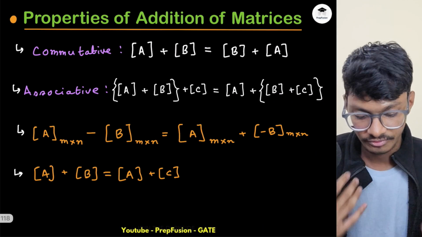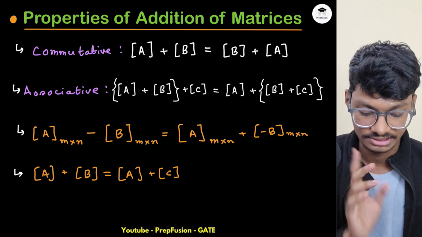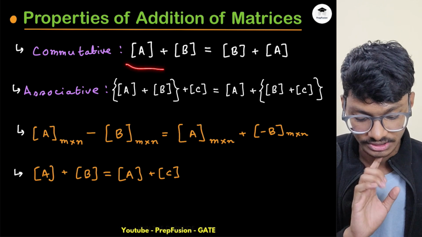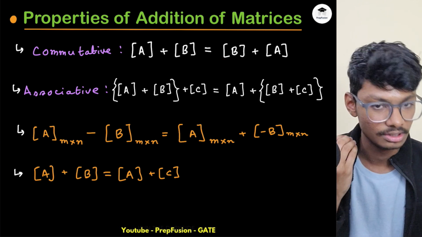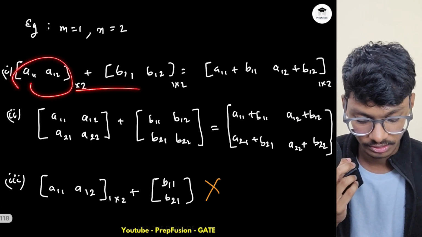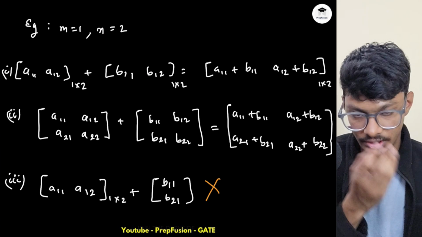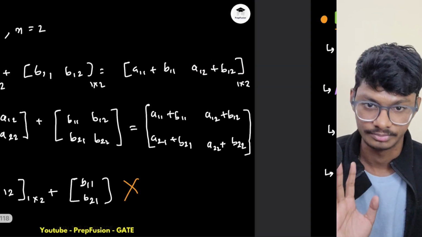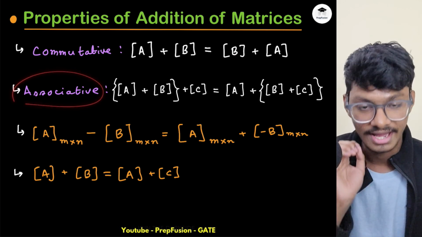Now let's understand a few properties of addition. Basically the addition of matrices is commutative in nature. If you do A plus B or B plus A, if you interchange these two things, it won't matter. Here I'm doing this plus this, and if I do B11 plus A12, they are the same, because it doesn't matter. So it follows the commutative property.